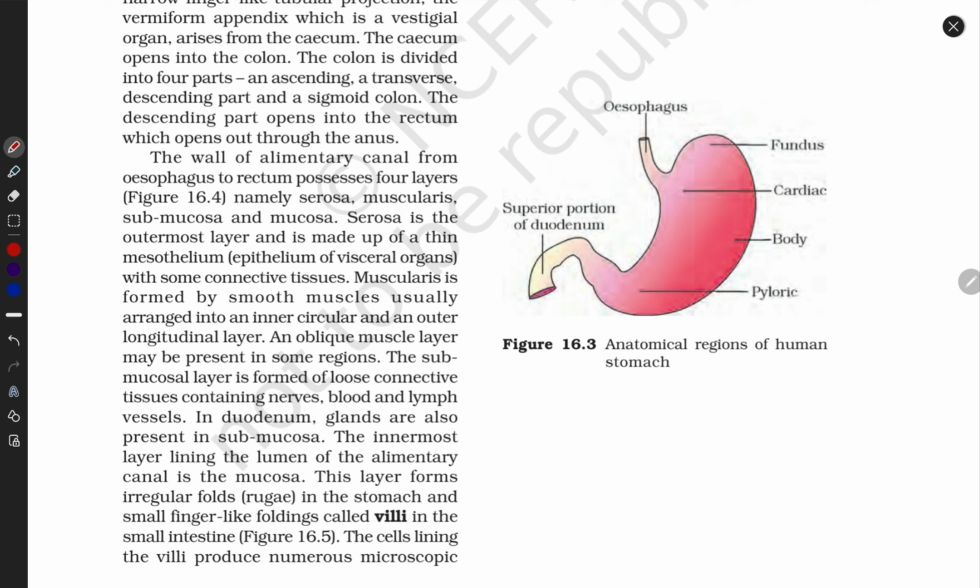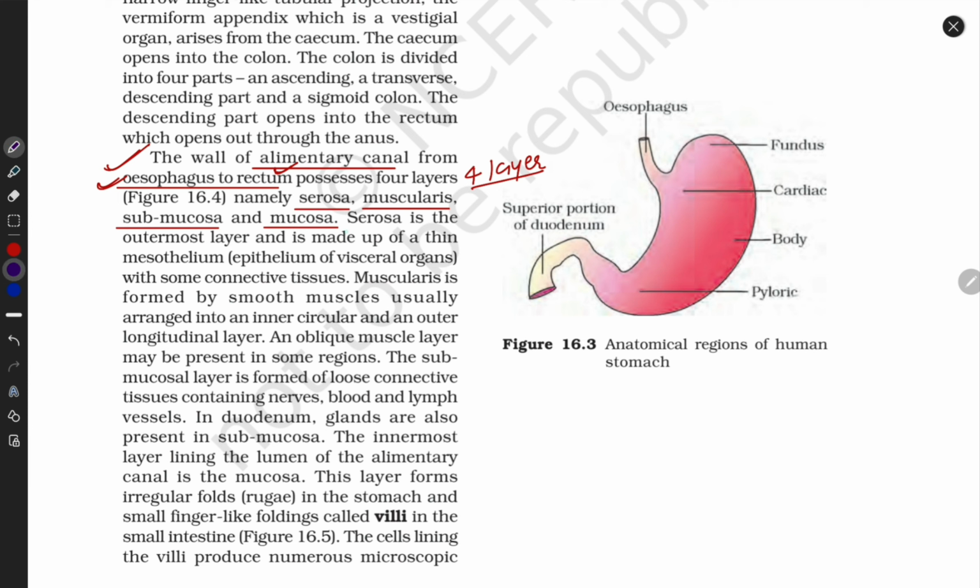Today we are going to discuss the layers of the alimentary canal. The alimentary canal, from the esophagus to the rectum, is made up of 4 layers. Names first: serosa, the outermost layer; muscularis, the inside layer; submucosa, again inside; and mucosa, which is the innermost.